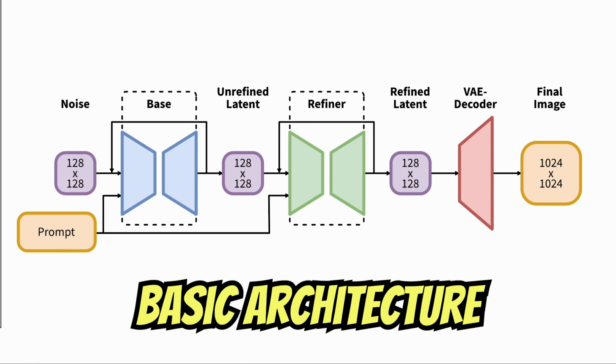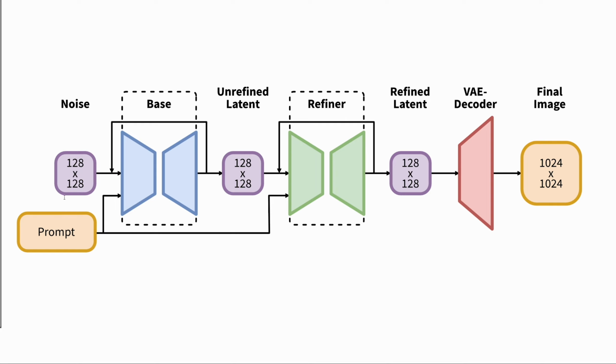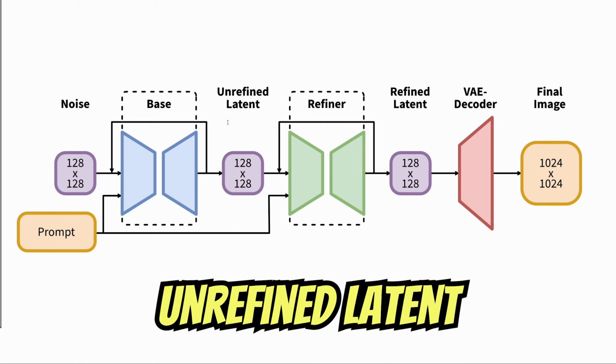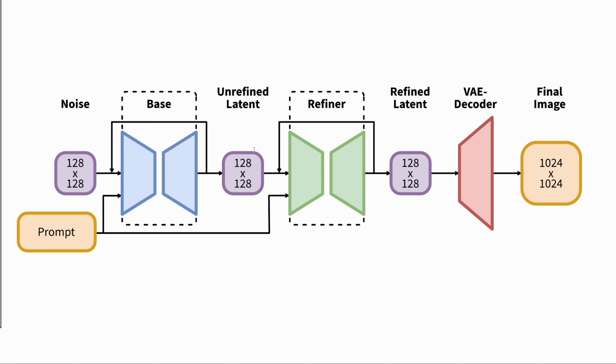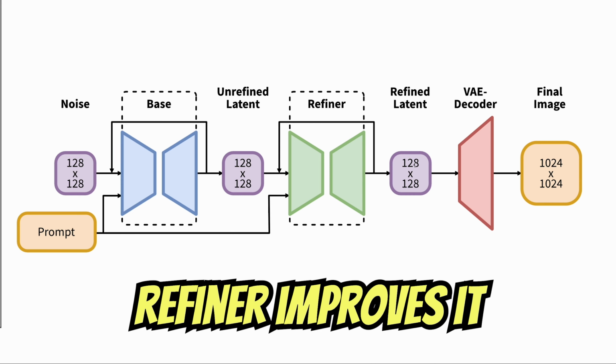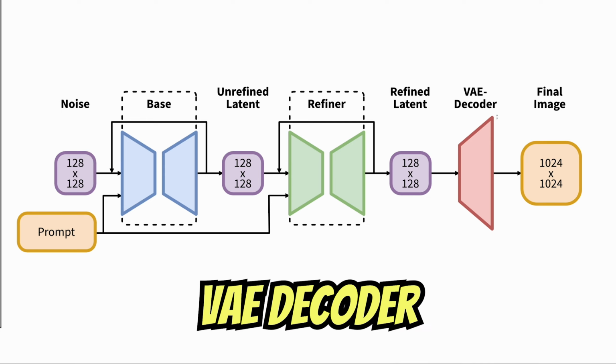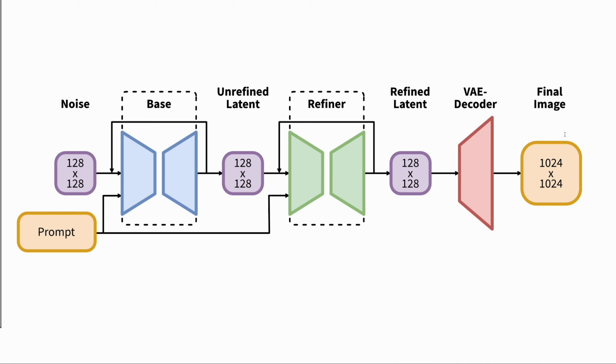Here's the basic architecture. Starting from the noise and a prompt, the base model produces an unrefined latent of the same size. Then the refiner improves it. Then a VAE decoder maps it to the final image. In this case, 1024 by 1024 pixels.